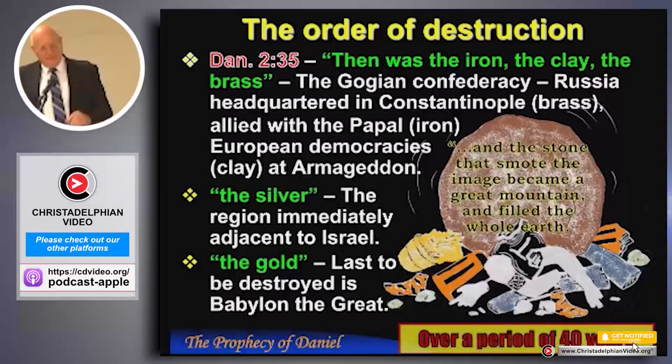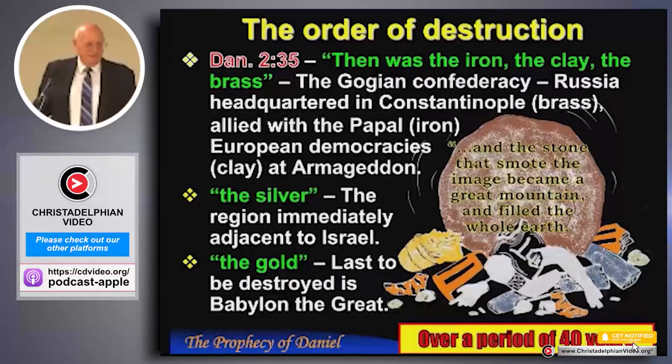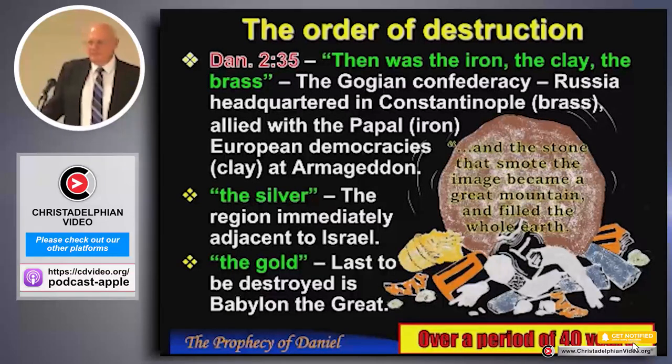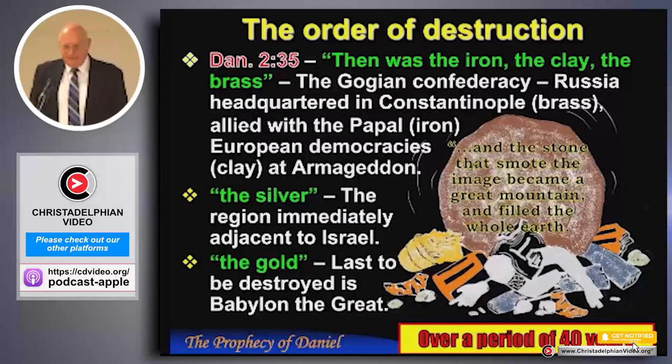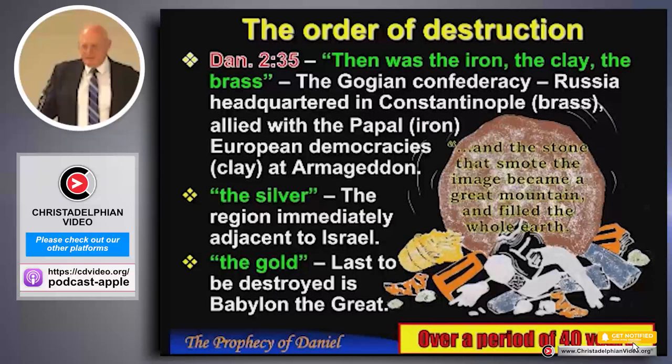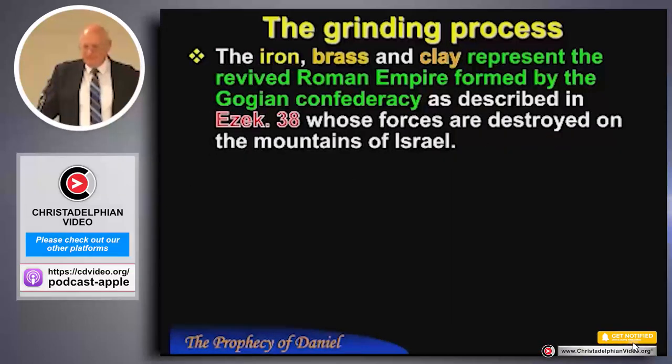And then finally, of course, you've got the gold. The head of gold. It's the Babylonian power, Babylon the Great. It's the last to be destroyed. And it takes 40 years to accomplish that, because they will stand against the rule of Christ, and they'll have to be crushed over many years as Elijah brings back Israel in the second Exodus through the lands of Europe. They'll have to fight their way through to bring judgment upon Babylon the Great.